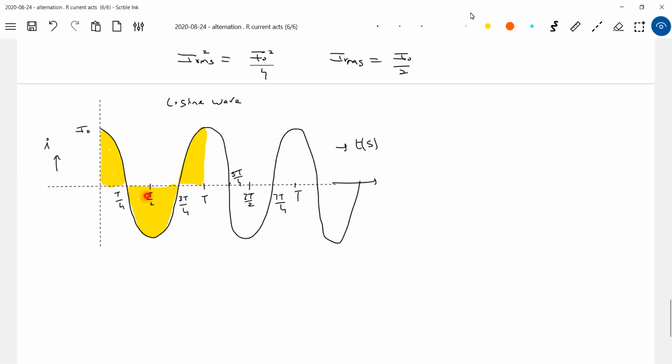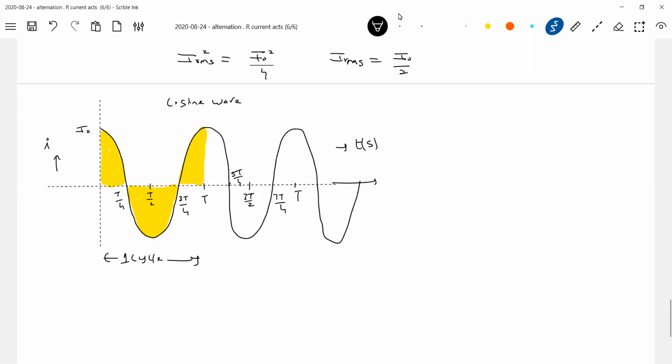So 0 to T by 4, then T by 4 to 3T by 4, opposite direction. Again 3T by 4 to T, again in the opposite direction. So the current will alternate. This is also an AC signal only. This is one cycle, or one time period. So this part of the graph is what will repeat again and again.